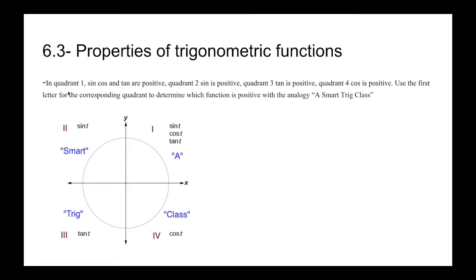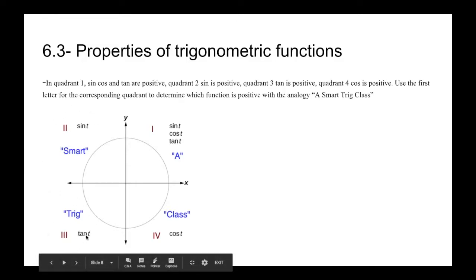In quadrant 1, sine, cosine, and tangent are all positive, and in quadrant 2, sine is positive. In quadrant 3, tangent is positive, and finally in quadrant 4, cosine is positive. Use the first letter of the corresponding quadrant to determine which function is positive with the analogy A Smart Trig Class. In quadrant 1, A goes to all. In quadrant 2, smart goes to sine. In quadrant 3, trig goes to tan. And in quadrant 4, class goes to cosine.